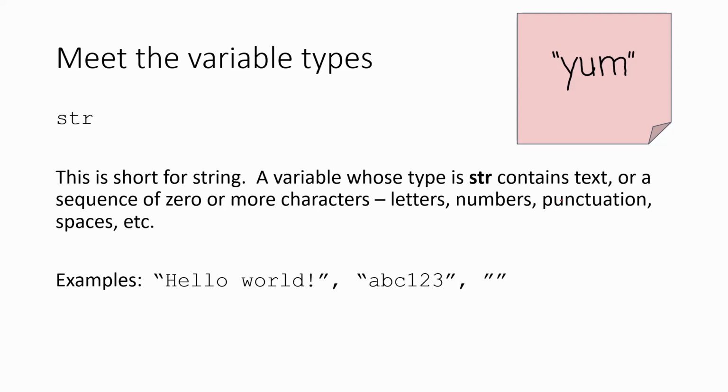It is a variable whose type str contains text or a sequence of 0 or more characters, letters, numbers, punctuation, spaces, etc. Those are the red sticky notes that you guys have been so confident with working with in the last couple of minutes here. So some examples of my variable str would be quotations hello world, quotation ABC123. This guy is a very unique str. This is the str or the string that has nothing inside. It's literally a quotation mark, quotation mark. There's nothing. That is the value of nothing inside of a string.